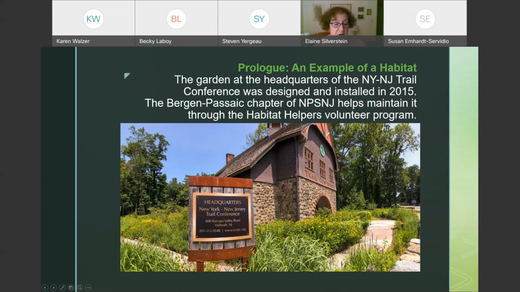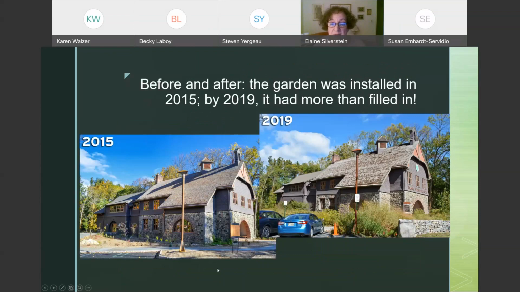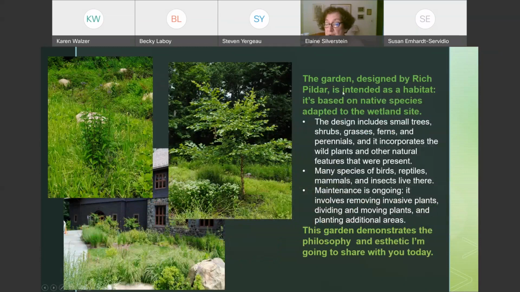So about 5 years ago, this habitat was designed as a model for what a beautiful native habitat should look like. You can see it here in 2015 when it was designed, and this is what it looked like in 2019. It had more than filled in. The habitat includes several different areas. It was designed by Rich Pildar, who's a landscape architect, and it's intended as a habitat.